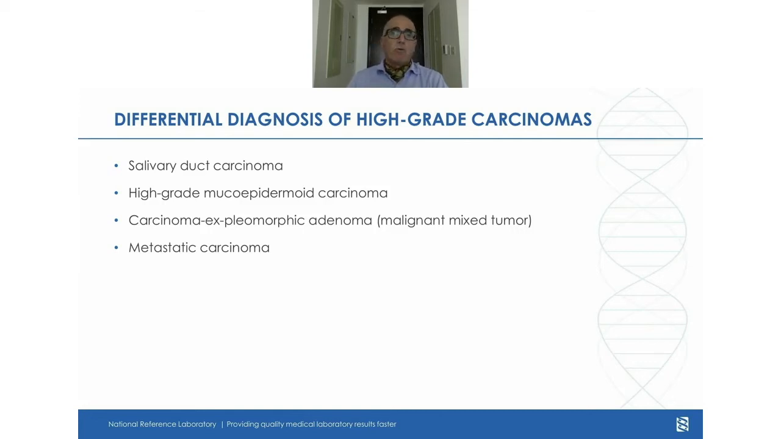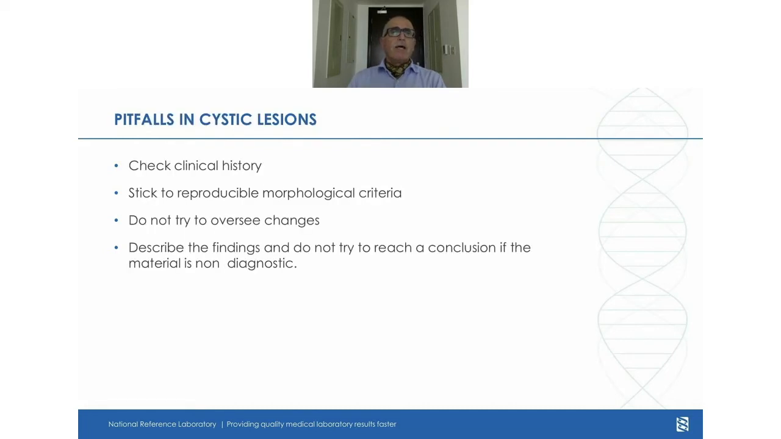But it can also be metastatic, of course. We always have to check the clinical history. It's essential. Stick to reproducible morphological criteria. Do not try to overlook changes. And I have to admit, in this case, we did try to overlook changes by interpreting a lot from the clinical information. And describe the findings.